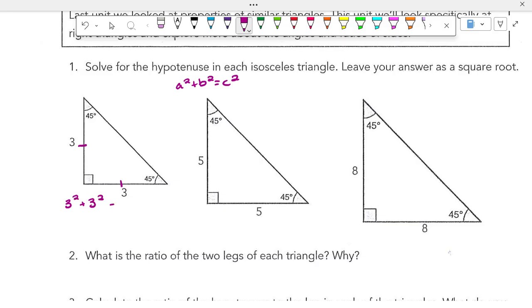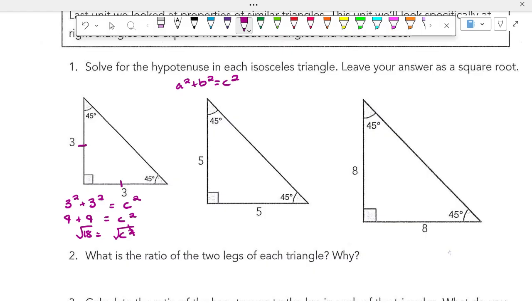Three squared plus 3 squared is equal to, let's just leave it c squared. What's 3 squared? 9. Plus 9 is equal to c squared. So that's 18 is equal to c squared. So I have the square root of 18.